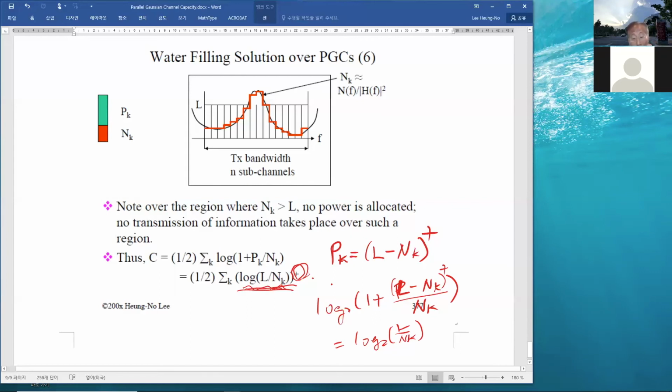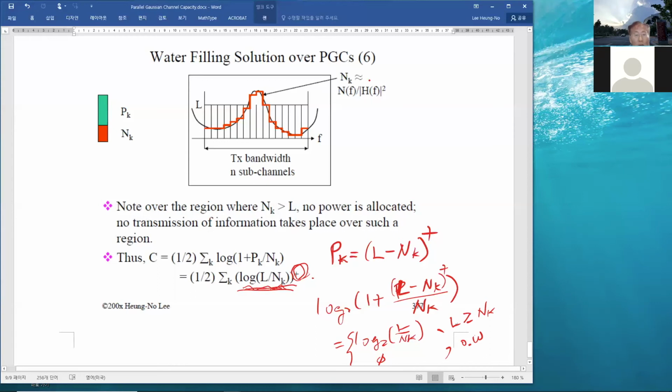So it is either this or 0. Okay, it is either this or 0. This happens when L is greater than or equal to NK. The 0 happens in the other case. So that is the water filling solution.